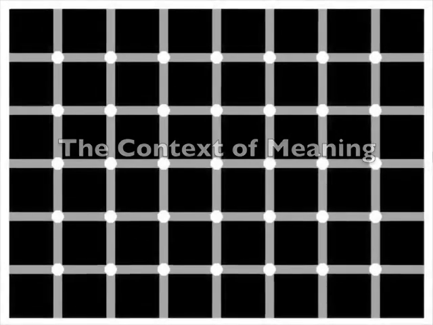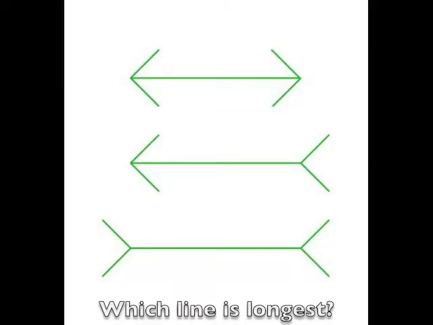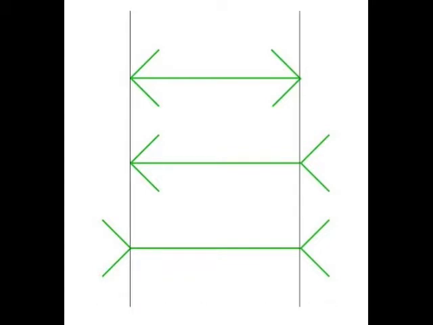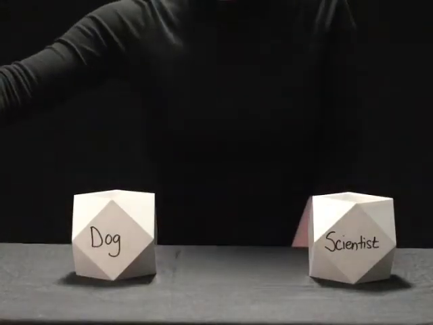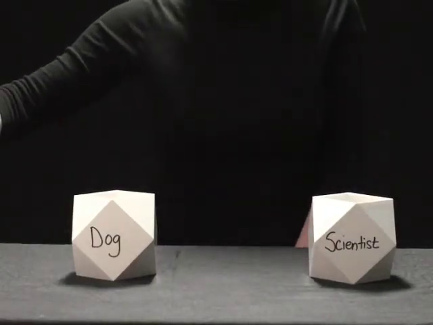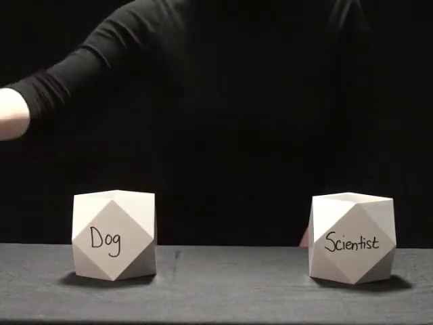In this activity, your child will experience in a tactile way how words can have different meanings depending on their context. That is, that meanings are a function of interrelationships rather than the word itself. Place the blocks labeled dog and scientist in your play space a few inches apart from one another.